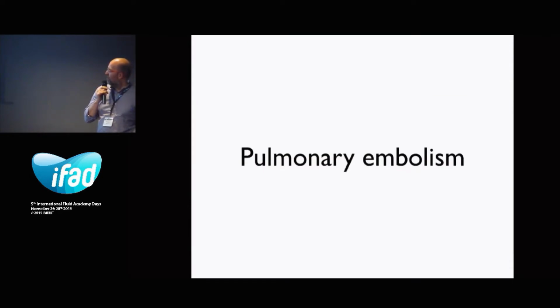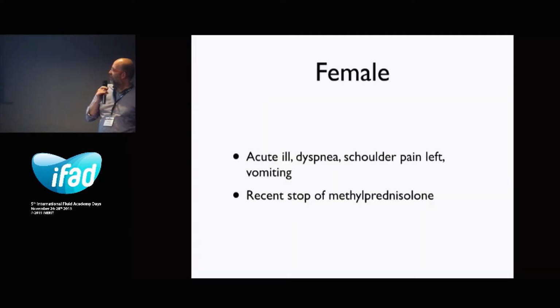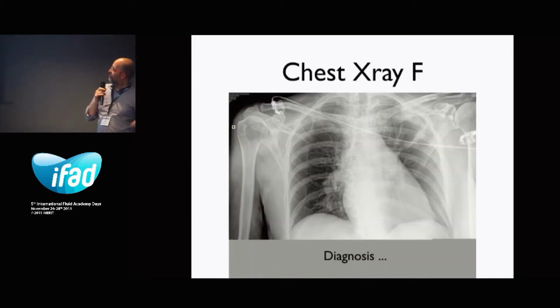Something about pulmonary embolism. So A profile, and you have to look for thrombosed veins. Acutely ill patient, dyspnea, shoulder pain left-sided, vomiting, and she was on methylprednisolone for a brain tumor. This is a chest X-ray. This is a chest X-ray we rarely see. There is no vascular imaging on this side. It's very rarely seen. You can make a diagnosis of acute pulmonary embolism on this chest X-ray. It's rare. You rarely see it.